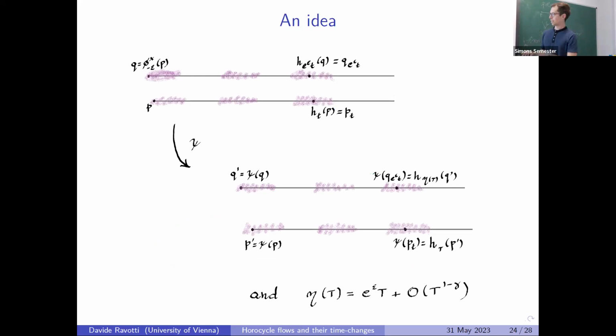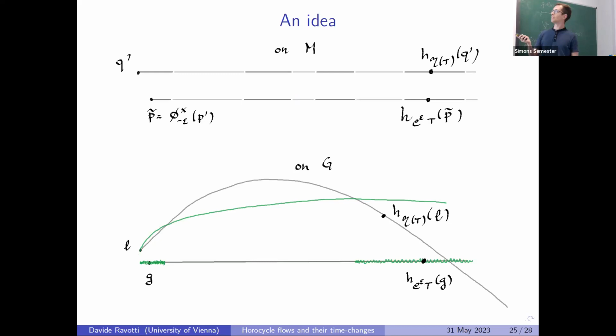And this point over here is close to this point over here. So I have that h of e to the epsilon times t P tilde is close to h of eta of t Q prime. So now I know that the orbit of P tilde and the orbit of Q prime are close, up to a sublinear term, for 99% of the times. And now I want to prove that they have to lie on the same orbit. This will conclude the proof.